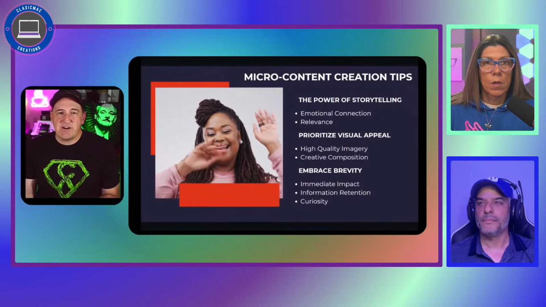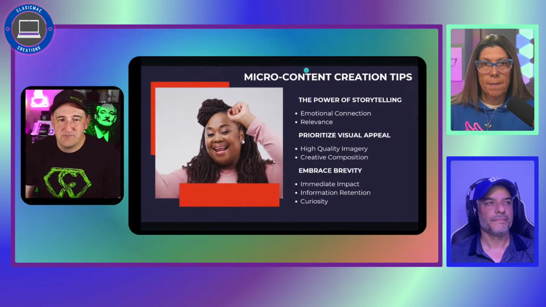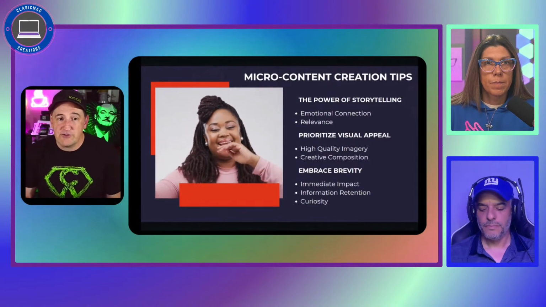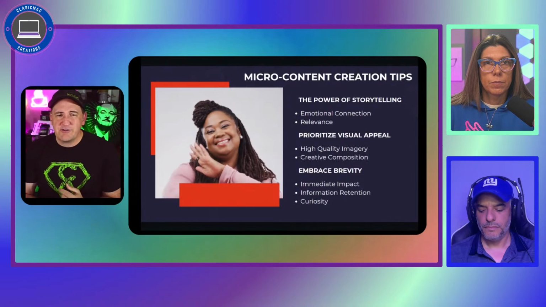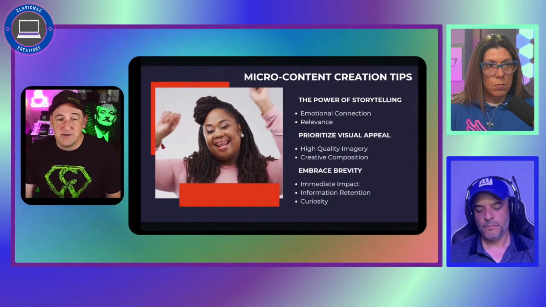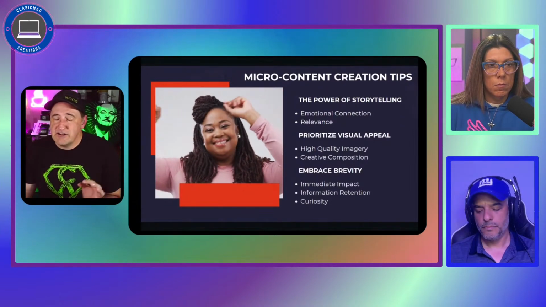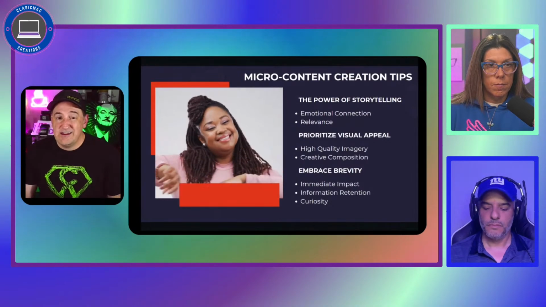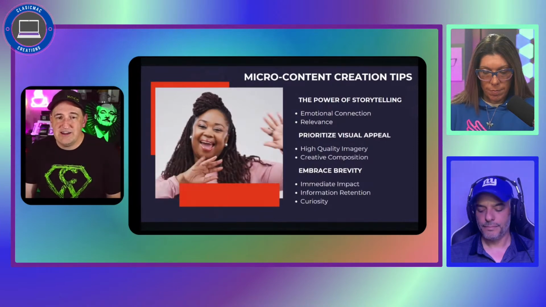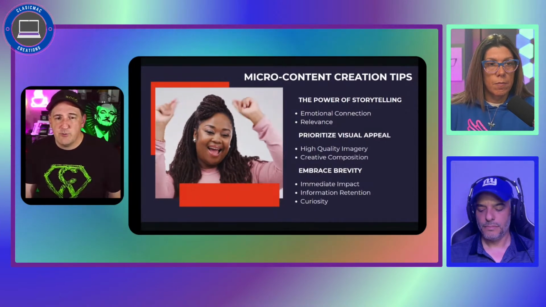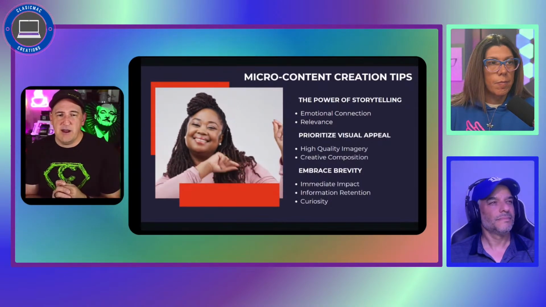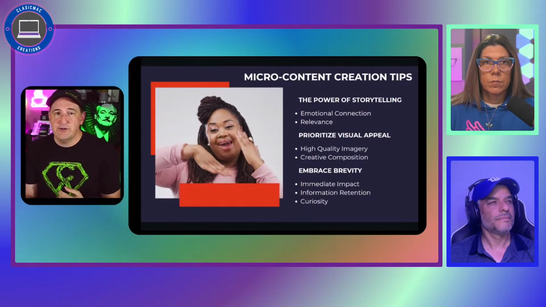So some micro content creation tips. Definitely it's a challenge to get your content noticed out there. So number one, the power of storytelling. Effective storytelling is the backbone of engagement of micro content, even in the shortest form. And here's why it matters. Emotional connection. Micro content should evoke emotions or prompt a reaction within seconds. A well-structured story can achieve this by quickly establishing a relatable scenario, conflict, and resolution.